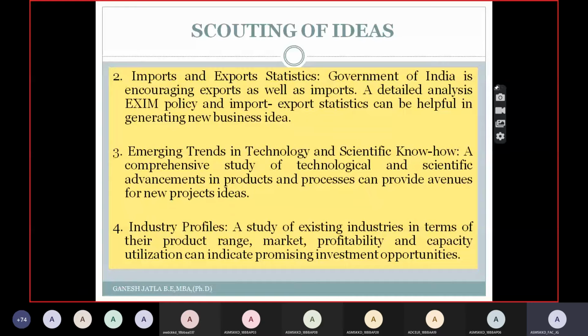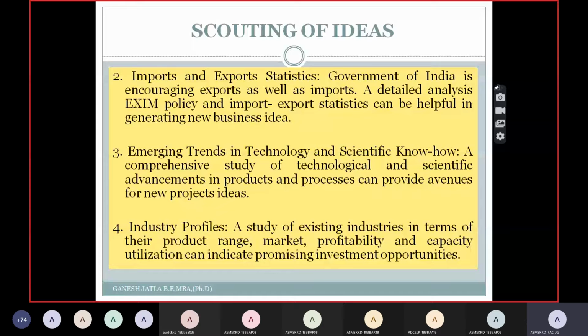So this is the way it generally happens: governments will encourage people to export the products which are abundantly available in our area, so that you can get some foreign currencies. So this again goes to the balance of payment aspect. The export and import policies of the government are also helpful in generating new business ideas.